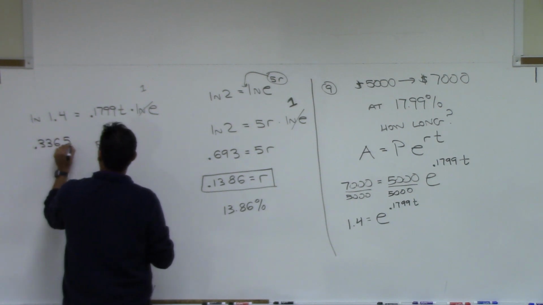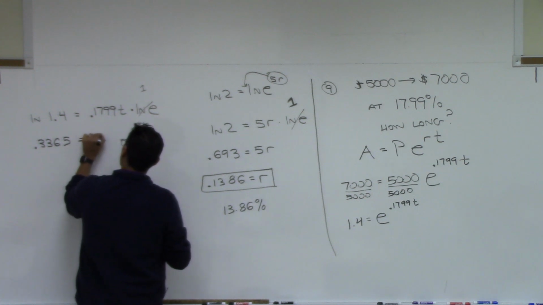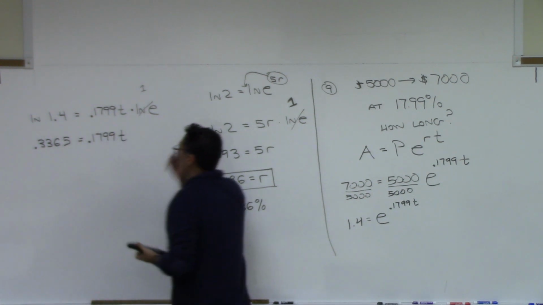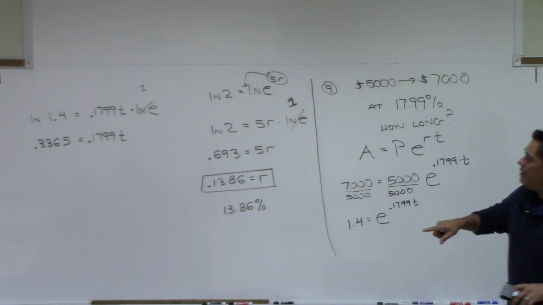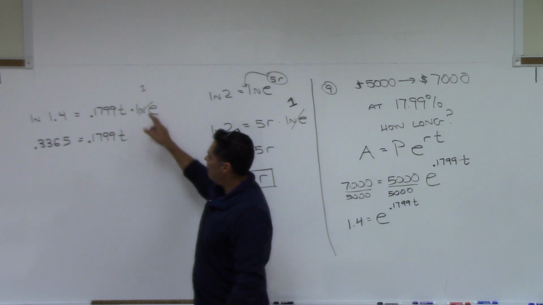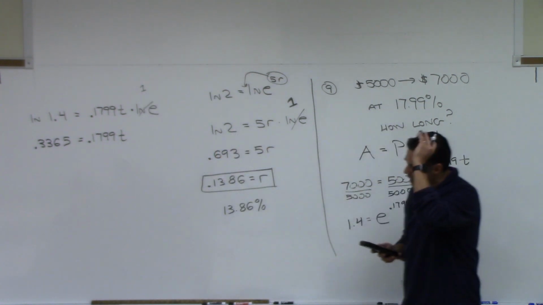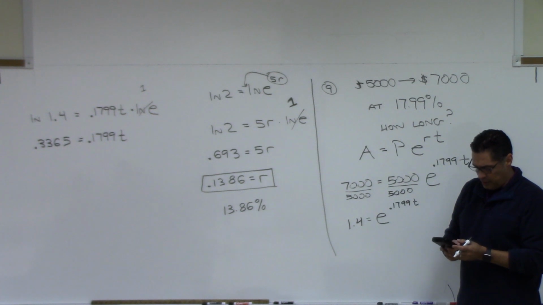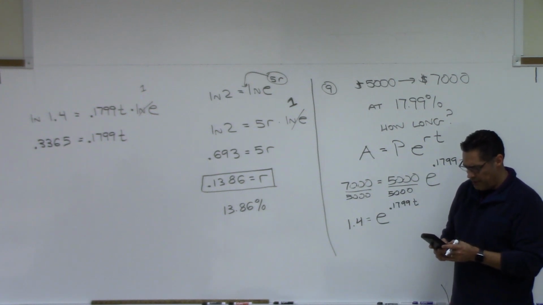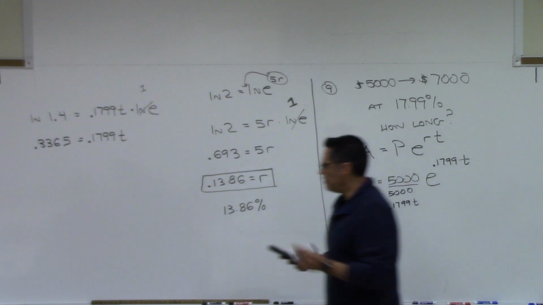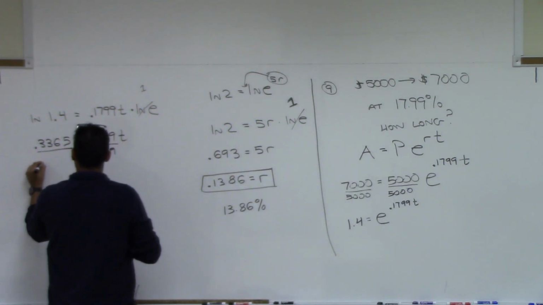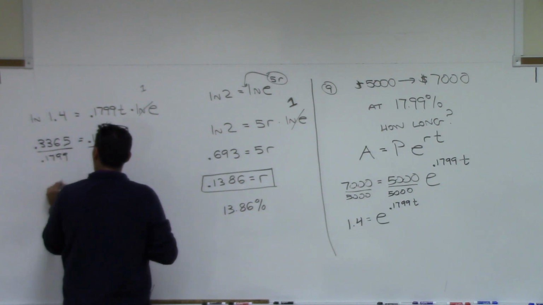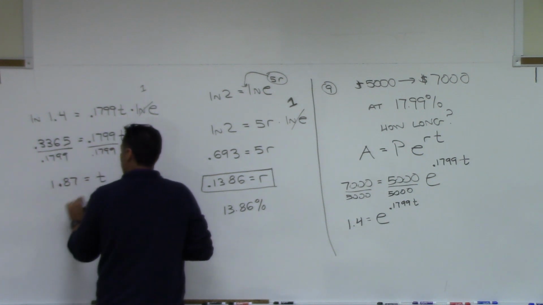0.3364. Let's just round that to 0.3365, equals 0.1799t, right? So I took the natural log of 1.4 on my calculator, and then the natural log of e went to 1 again. And now I'm going to divide 0.3365 by 0.1799. I get 1.87. You got that? So what is that answer? 1.87 what? Years.